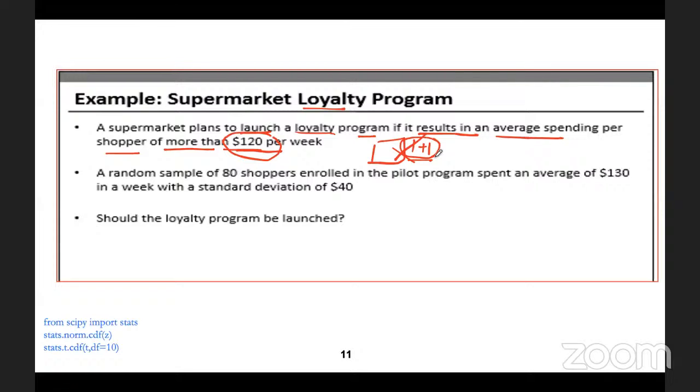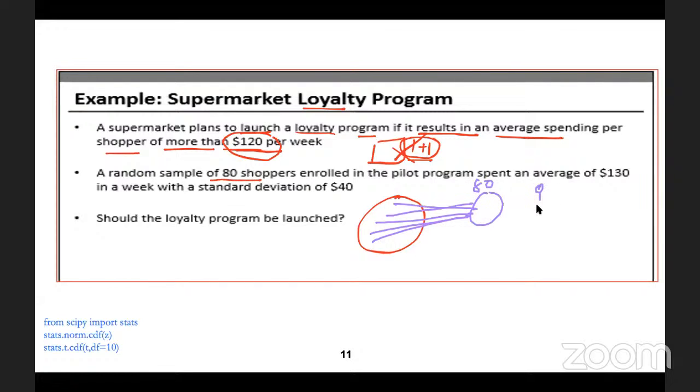Now, to test the waters again, as in the case of the credit card, here also the supermarket has launched a market study. So that market study is this. 80 shoppers have been enrolled for this pilot program. Let's say this is my population data. From this population data, I've taken the sample. This sample is 80 people. These 80 people have enrolled for this program, and they started shopping. And I've got the details.